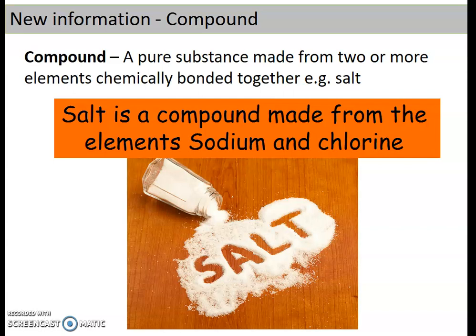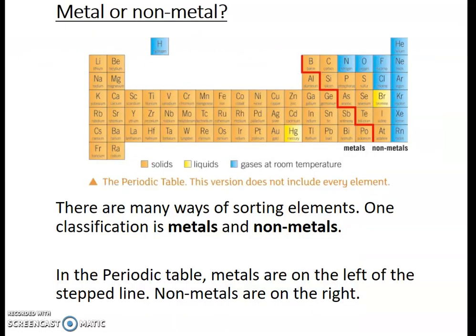So salt is an example, and that's made from sodium and chlorine. That's the salt that you would put on your fish and chips, on your meals. It is the same salt. So that is an example of a compound.